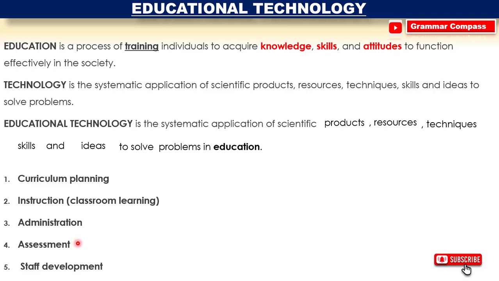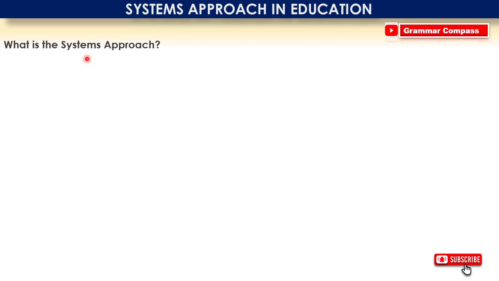Beyond the classroom, educational technology also helps in staff development. So teachers also need to keep learning. Therefore, educational technology offers training, webinars, and tools that help them to grow. In conclusion, educational technology is a very broad concept that comprises all of these. To solve educational problems, the systems approach was used in the 1950s.